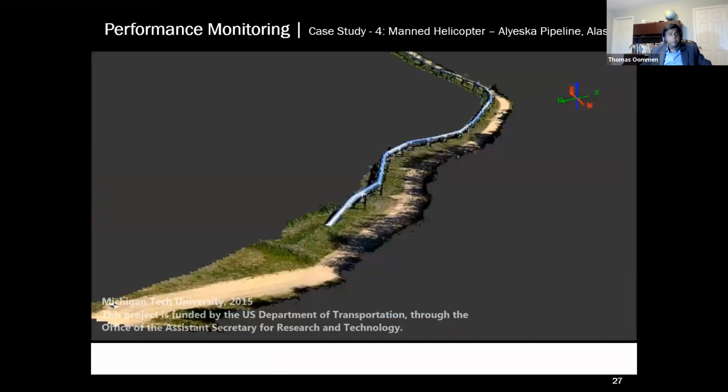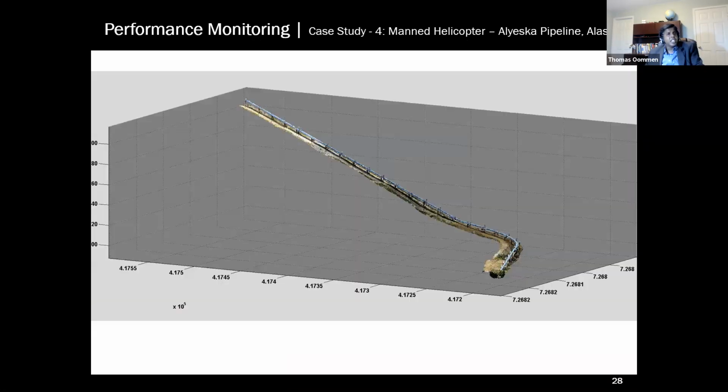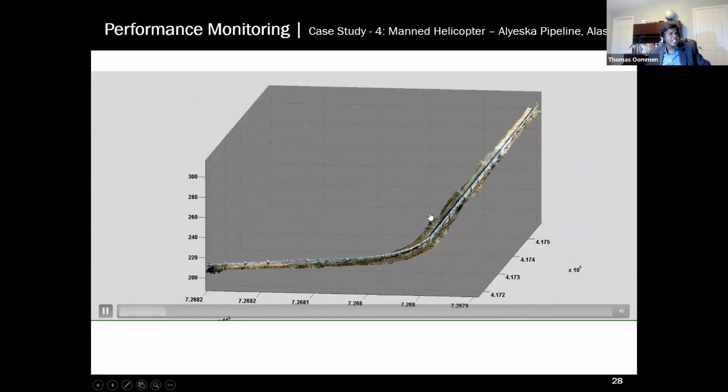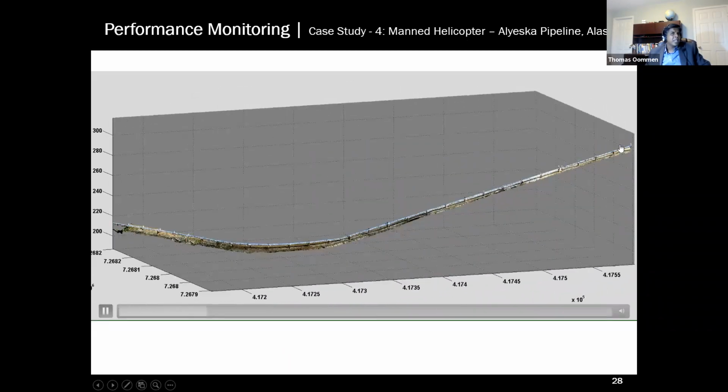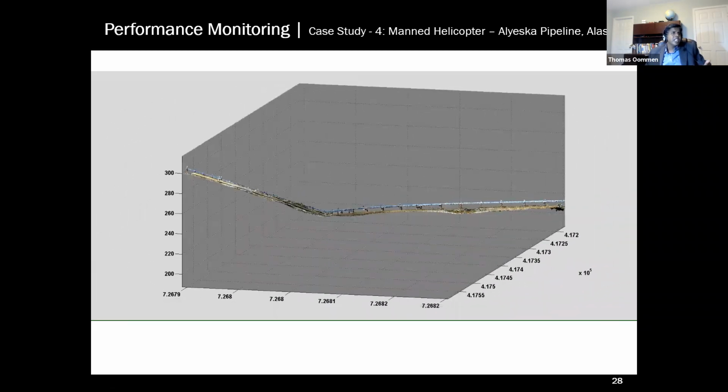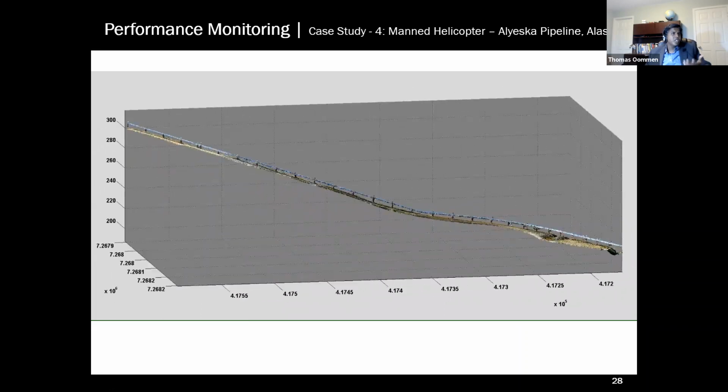A similar approach we did for monitoring pipelines. So this is in Alaska. In this case, instead of using an unmanned aircraft, we used a manned helicopter, and we were imaging the pipeline using a manned helicopter. And we can do this over time at a pipeline location and see if there is any danger to the pipeline.